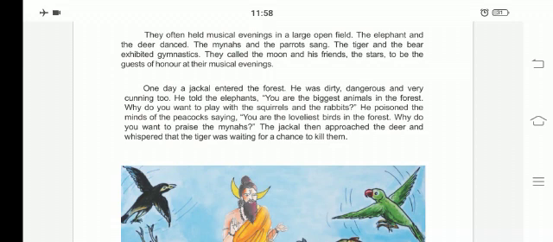The jackal then slowly approached the deer and whispered that the tiger was waiting for a chance to kill him. Who to kill? The deer. So first he went to the elephant and poisoned the mind of the elephant, then the peacock. After that he went to the deer and said that the tiger was waiting for a chance to kill them.